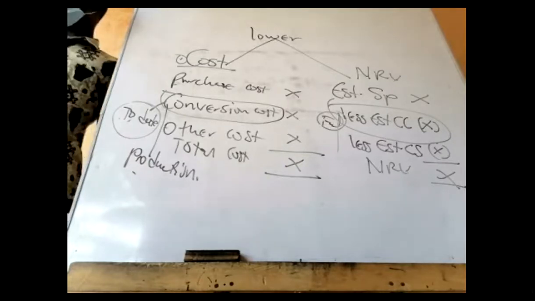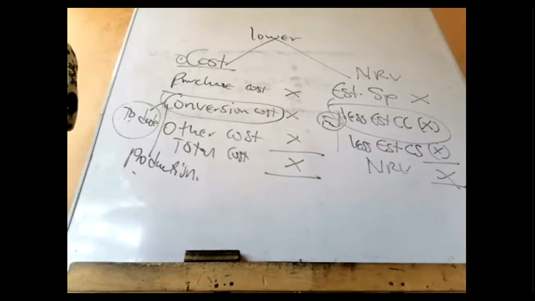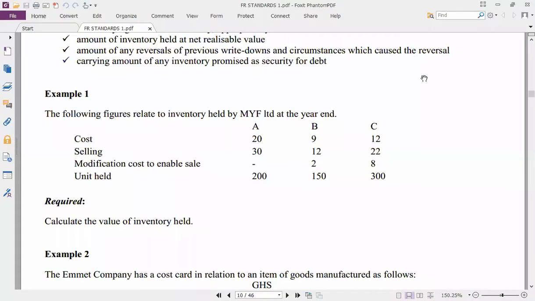So let's pick our first illustration. Example 1. The following figures relate to the inventory held by MYF Limited at the year end. When you see at the year end, most often it is subsequent measurement. Or you can also have initial measurement at the year end, probably when you acquire the goods on the last day to the year end. So that one becomes initial measurement.